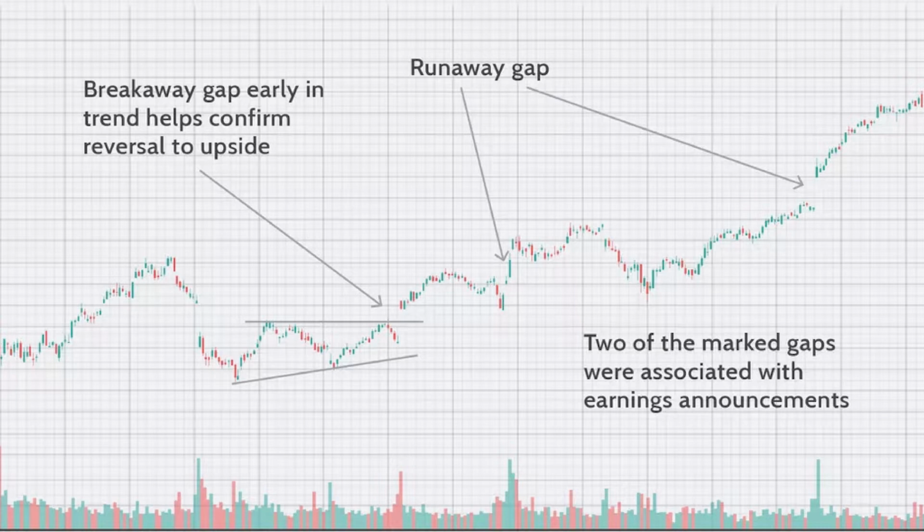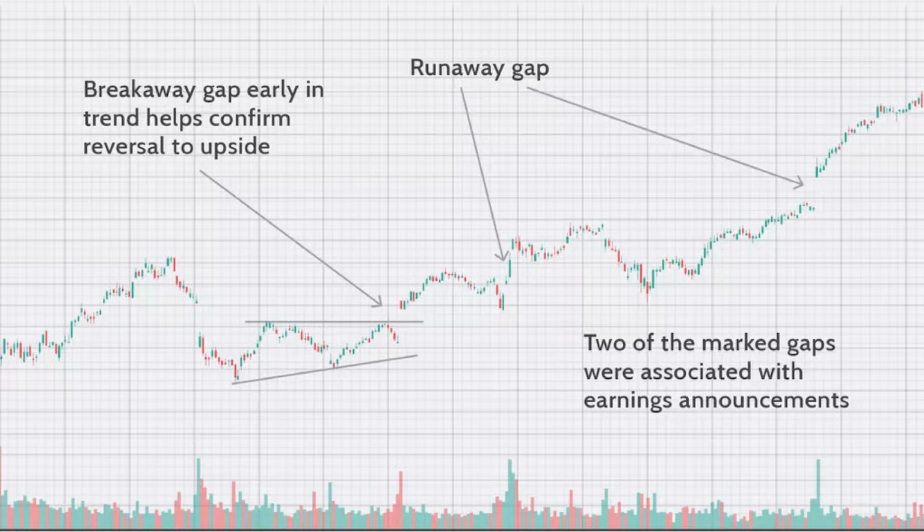Example of a breakaway gap in the stock market. The chart of Apple, AAPL, below has 3 gaps marked on it. The first comes when the price forms a triangle pattern after a downtrend. The price then gaps up above the triangle on high volume and continues to rally to the upside. This is a breakaway gap associated with an earnings announcement.